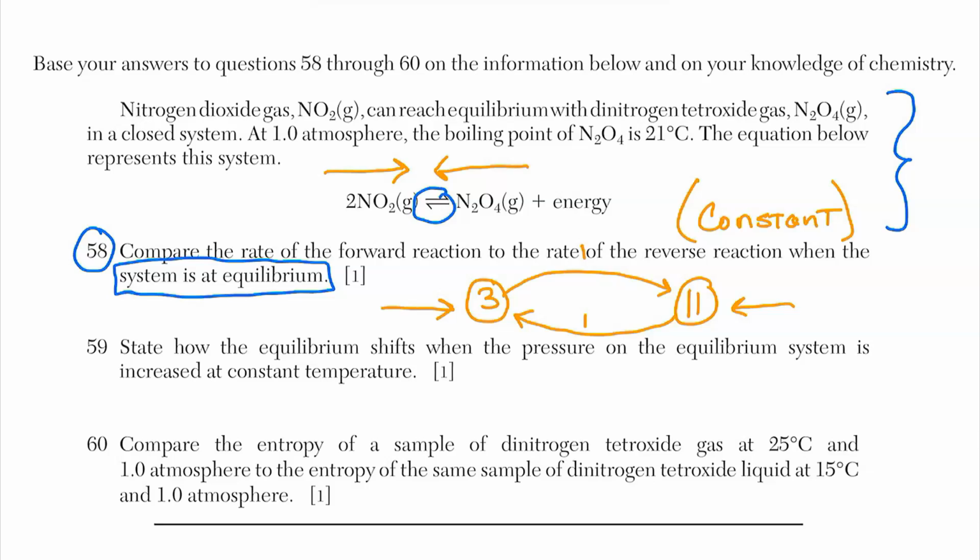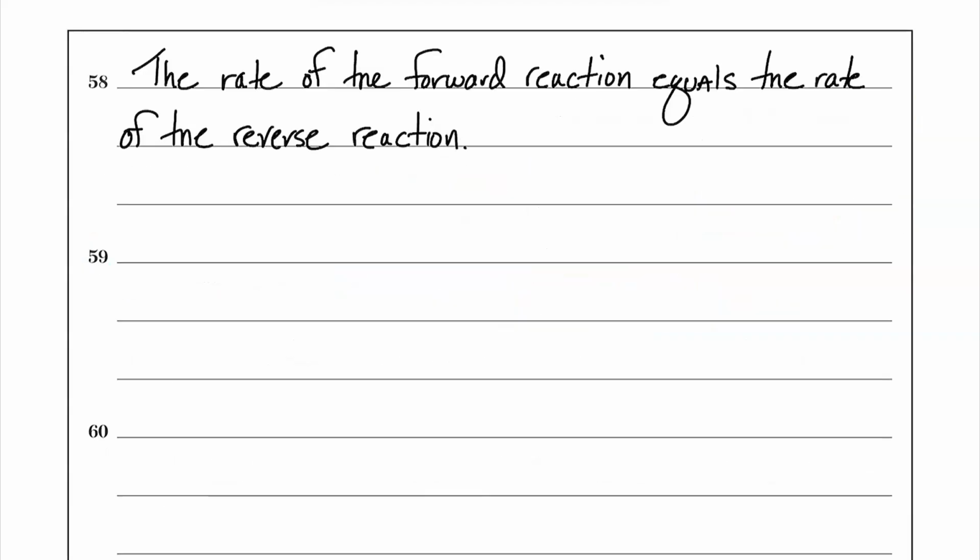Always, I've seen this in multiple choice questions. It's the same kind of question. Because of it, the amount of reactants and products stay constant. Onto the booklet. It said here the rate of the forward reaction equals the rate of the reverse reaction. "Equals" is the key thing here.